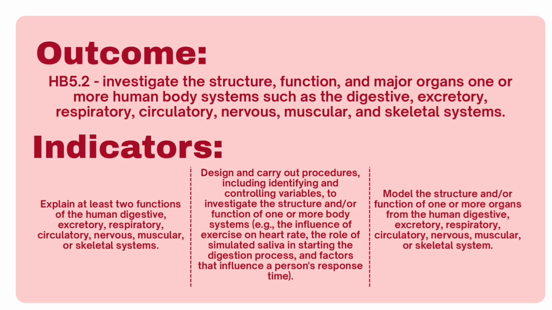So the outcome we are going to hit today is Human Body 5.2: Investigate the structure, function, and major organs of one or more human body systems such as digestive, excretory, respiratory, circulatory, nervous, muscular, and skeletal system. The three indicators that I'm going to be hitting are: explain at least two functions of the human digestive, excretory, respiratory, circulatory, nervous, muscular, or skeletal systems. My two main ones again are the respiratory and circulatory.